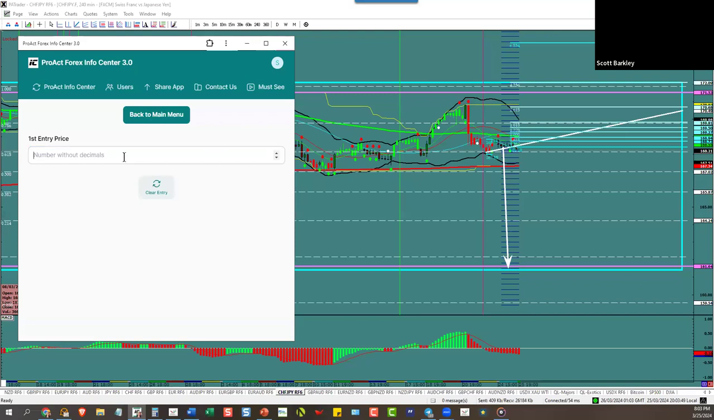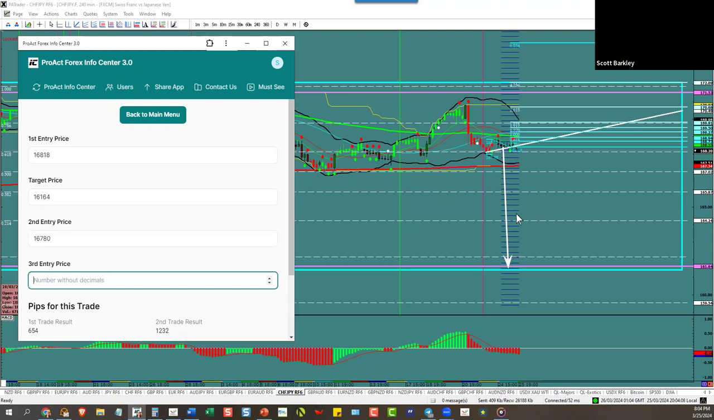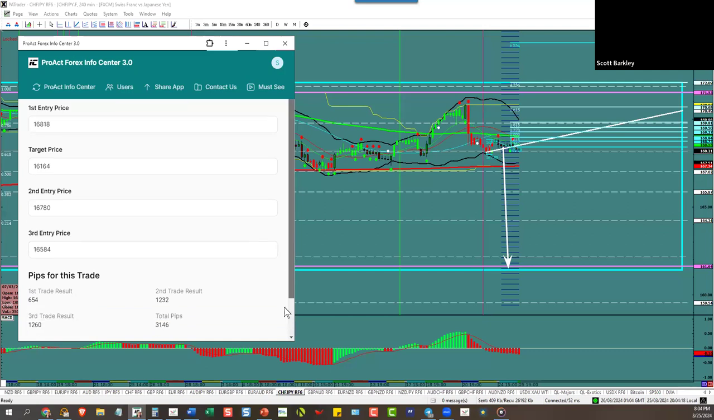168.18. Target price is 161.64. Second entry is below that fib, 167.80. This is real hard. Look how hard this is. Third trade is going to be down here, 165.84. And here we go.